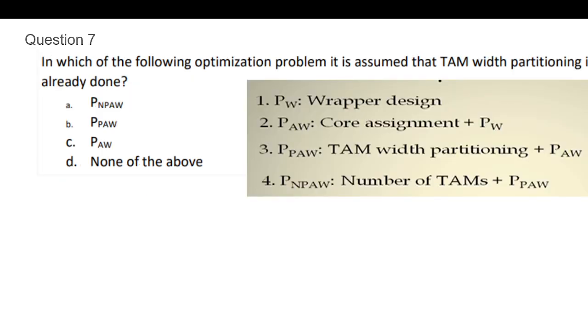In which of the following optimization problems is it assumed that TAM width partitioning is already done? We said that in this too, we have considered that TAM width partitioning is already done, and we're optimizing the wrapper design. In the PAW, we optimize core assignment plus the wrapper design. But here, we wanted to have the TAM width partitioning, and this also includes it. So only PW or PAW, it is assumed that the TAM width partitioning is already done. So the correct answer is PAW.